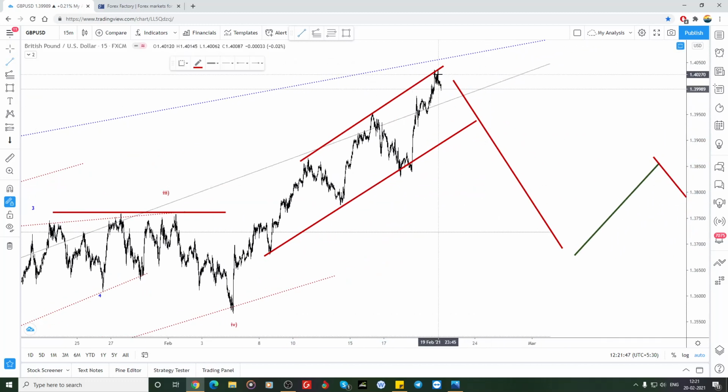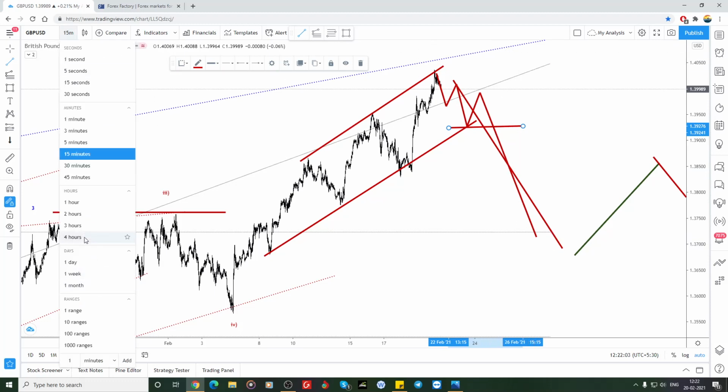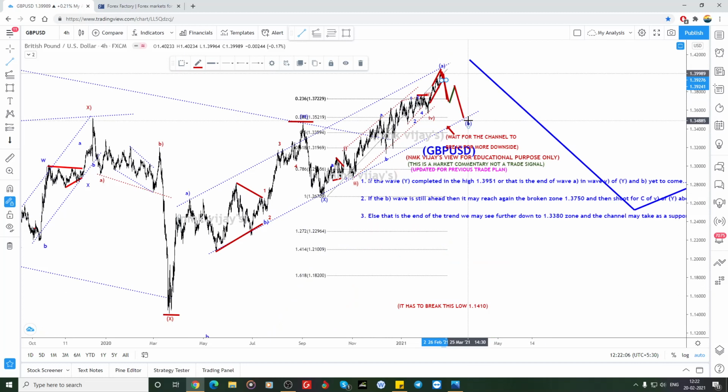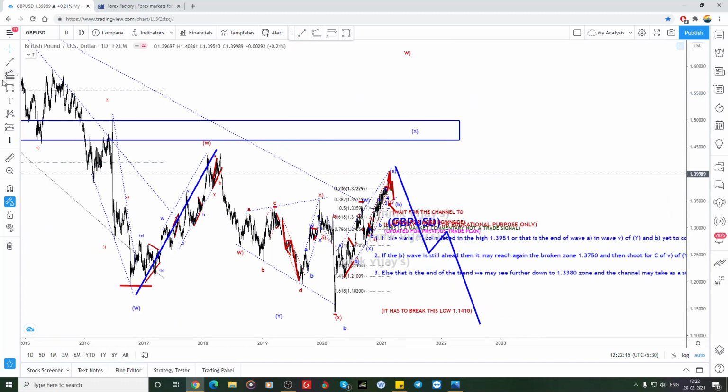What it will do is, it will do like this, and then again it may look for this break zone, nearly 1.39. So I'm expecting the target of 1.35. Yes, that is 1.35. So that is also a major support zone at 1.35, yes, perfect, right?